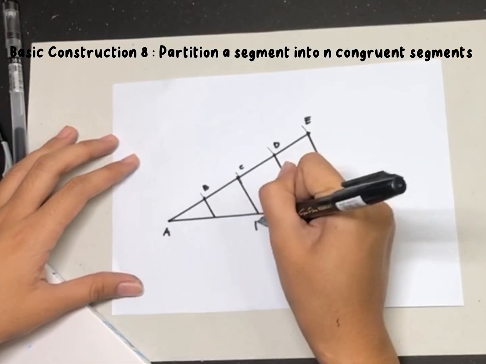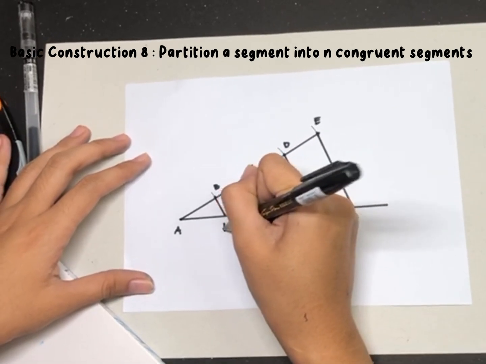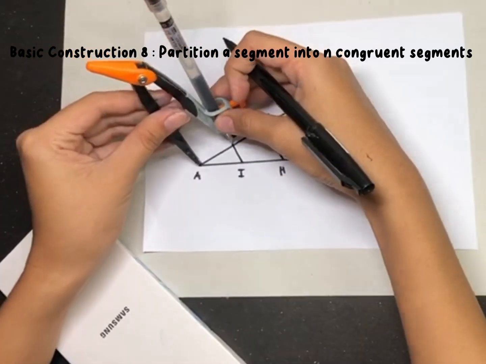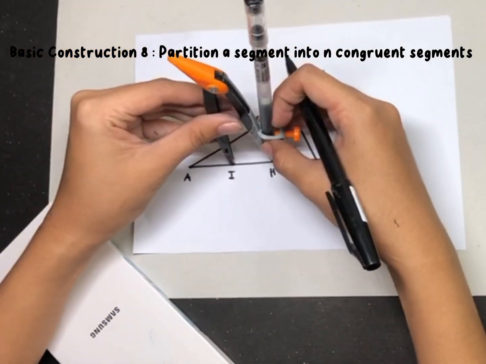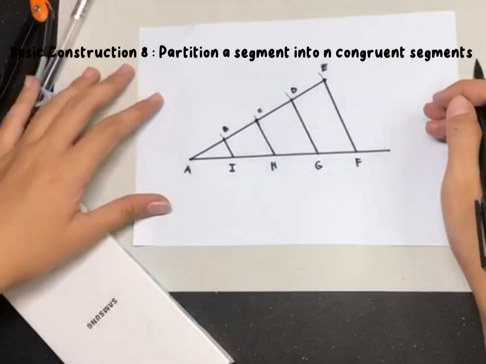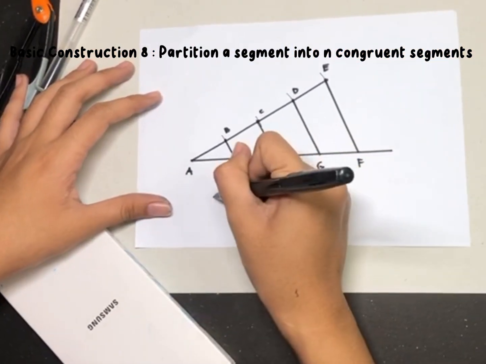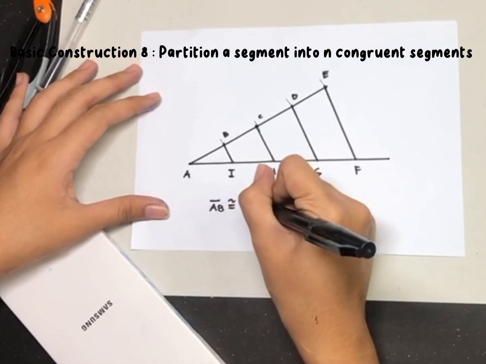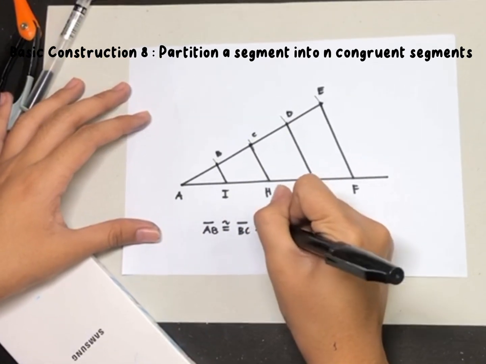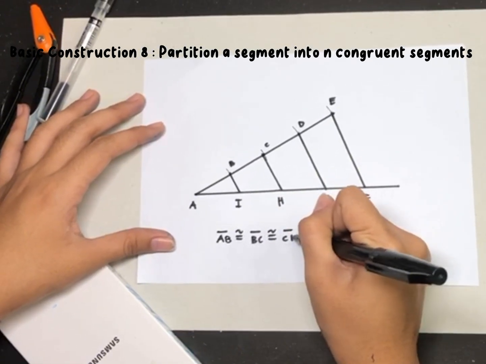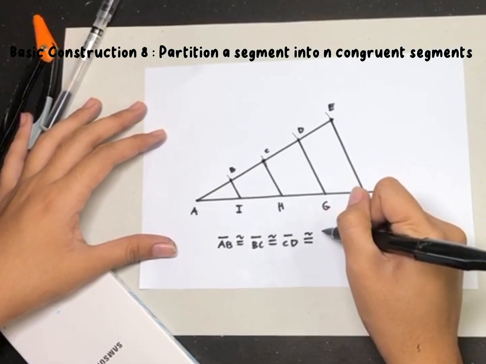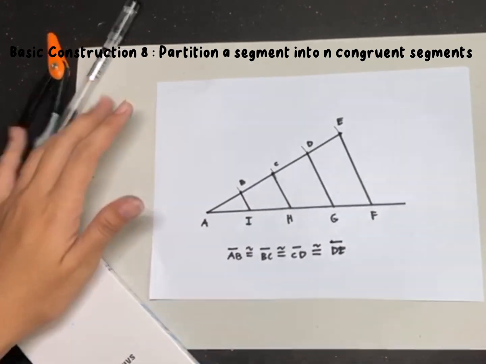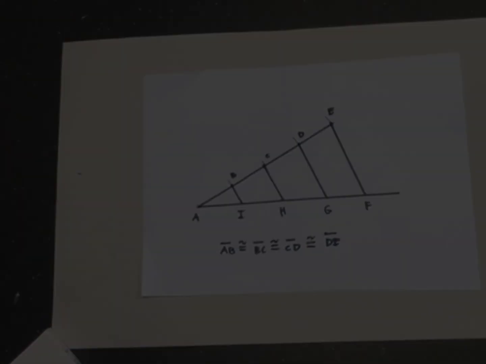And then let's label them F, G, H, and I. So we already have congruent segments having the same measure. In this construction, we can conclude that line segment AB is congruent to line segment BC, which is congruent to line segment CD, which is congruent to line segment DE.